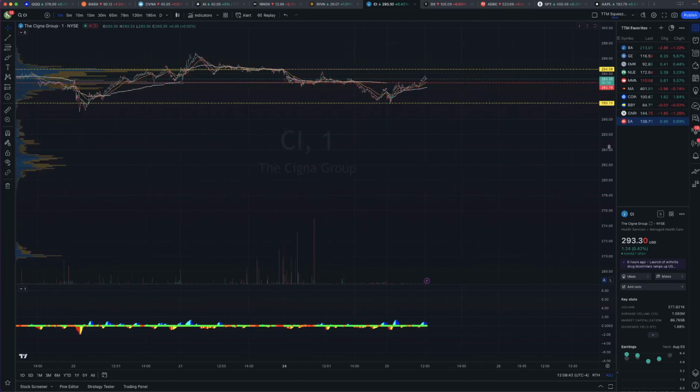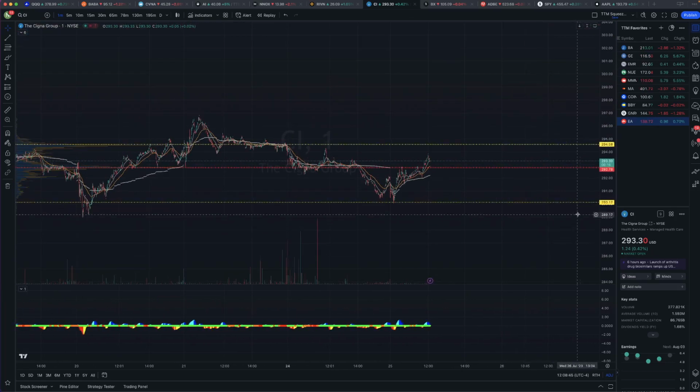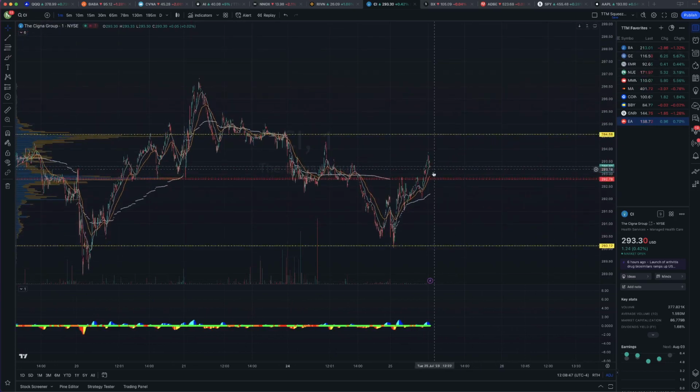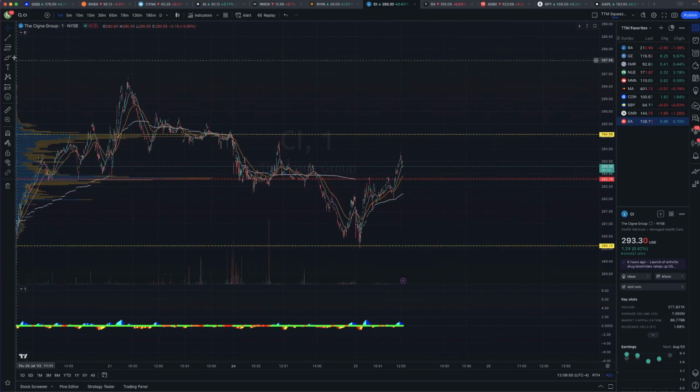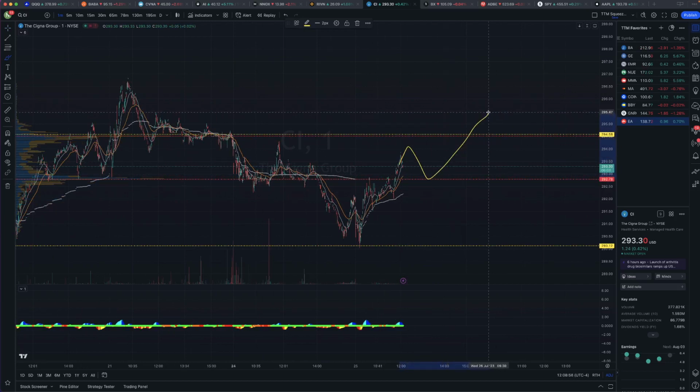So if you really liked this one, you could look for it on a retest of that point of control. So we've pushed up above point of control. You could do a buy there for a move like this, right? I would never want to make that a full position buy, because what could happen is we buy there and it goes like this and then works its way back up. So this is where I would want to go.